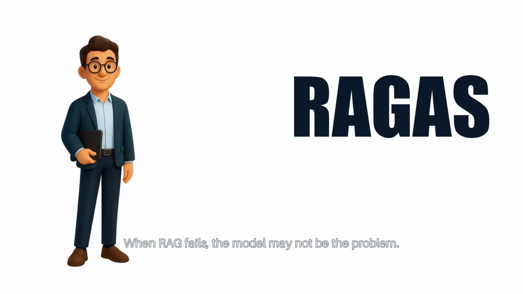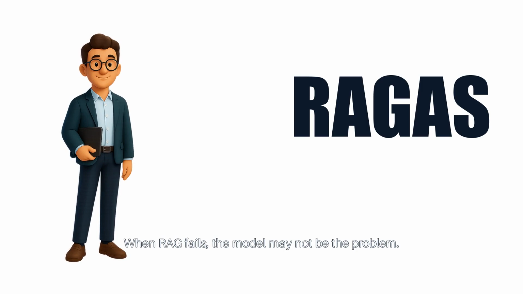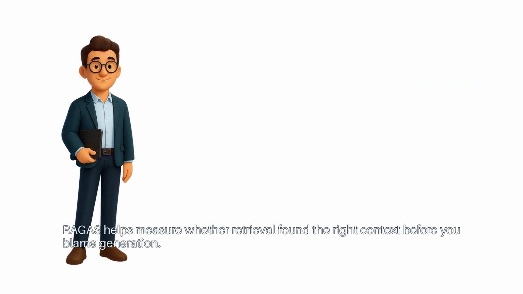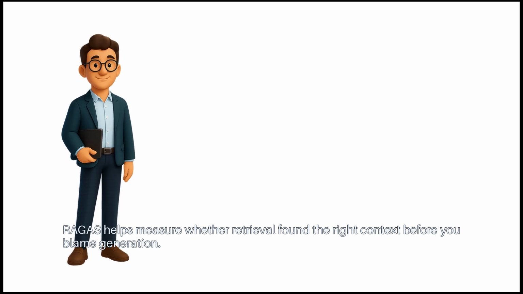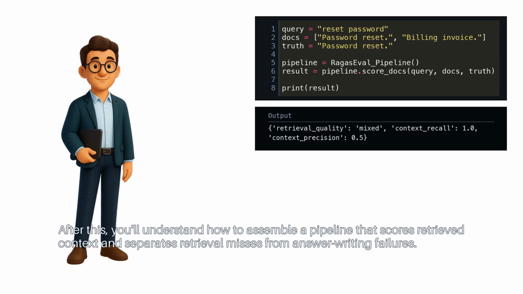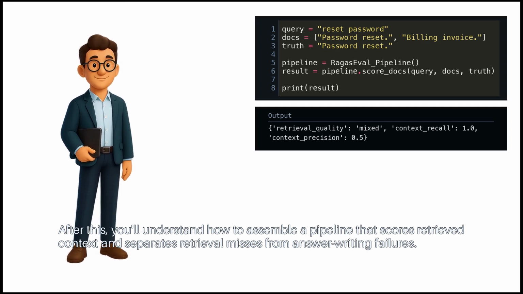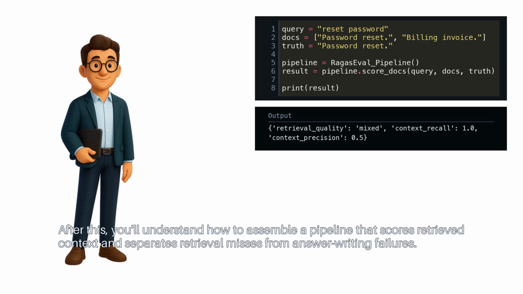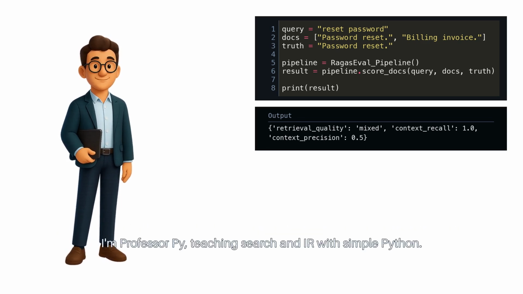When RAG fails, the model may not be the problem. RAGAS helps measure whether retrieval found the right context before you blame generation. After this, you'll understand how to assemble a pipeline that scores retrieved context and separates retrieval misses from answer writing failures. I'm Professor Pi, teaching search and IR with simple Python.